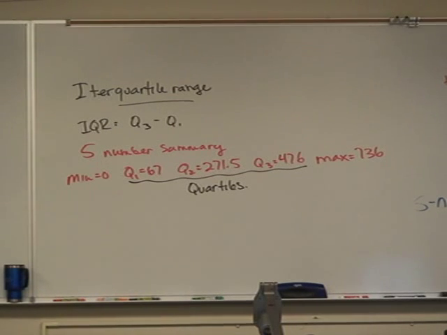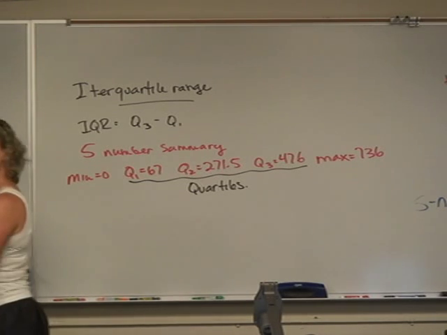Okay, so if you were using this data to make an inference about the income of all Joliet Junior College students, you might say 25% of students make between 0 and $67 in a week. 25% make between 67 and 271.5 in a week. 25% make between 271.50 and 476 in a week, and 25% make between 476 and 736 in a week. That make sense?